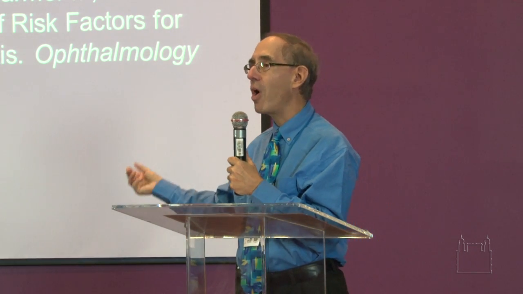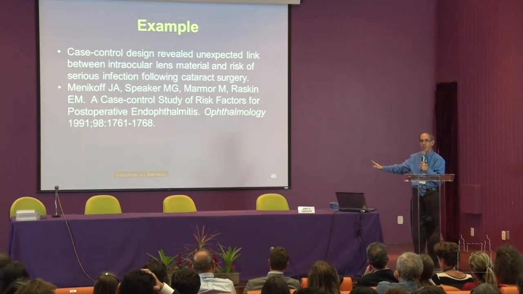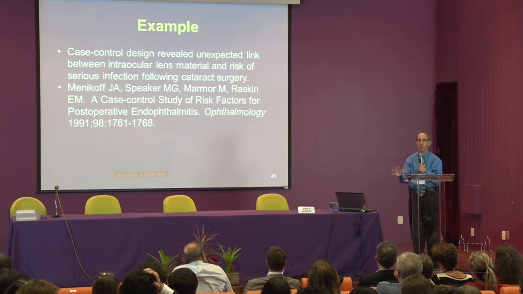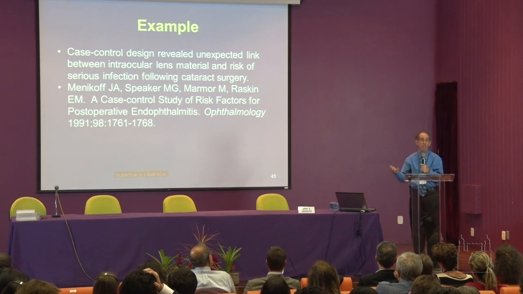So after eye surgery, it doesn't happen a lot. Remember, these studies are good for rare things that are otherwise hard to study. But after eye surgery, sometimes you get a thing called endophthalmitis, which is just a fancy name for an infection inside your eyeball. Not a good thing to have. Often the outcome, even with good treatment, is not good. You could lose vision. This is a disaster. Most eye surgeons hate to see this ever happen in their cases. It generally happens about one case in 1,000.